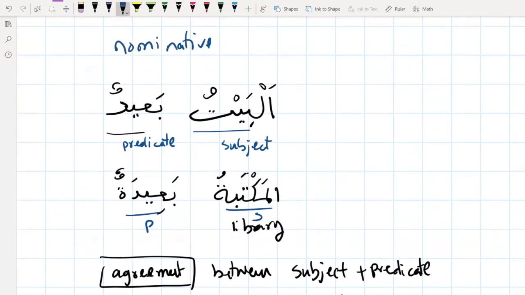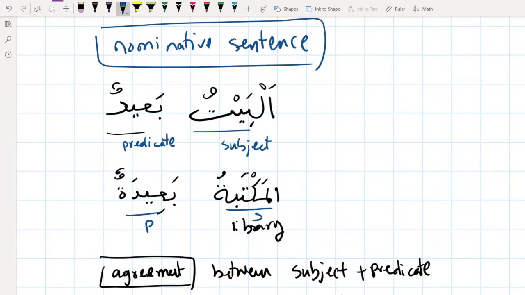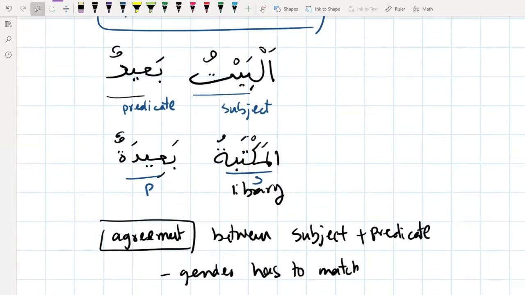In a nominative sentence, right? Most of the things we're getting in this book will be nominative sentences anyway. We have something called subject and predicate. Yes, this much we understand. So what is the agreement? Agreement is that the gender has to match. The predicate has to match the gender of the subject.